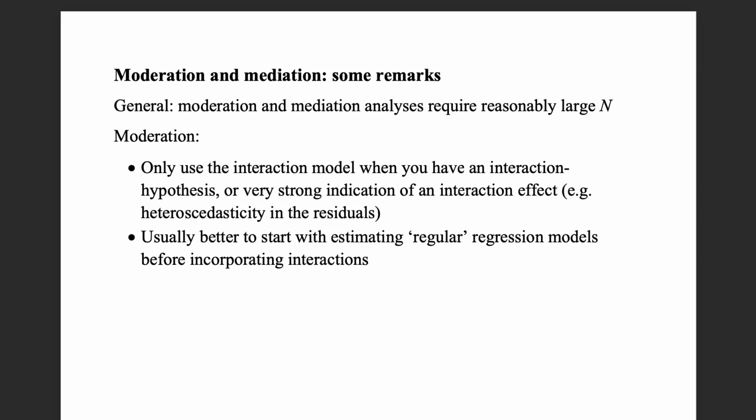If you do it, I would always recommend don't just immediately start with estimating interaction models. Just start with your normal regression models always. So just get a feeling of what the main effects are without taking into account any kind of interaction effects. And once you have estimated those, then add these interaction terms step by step.